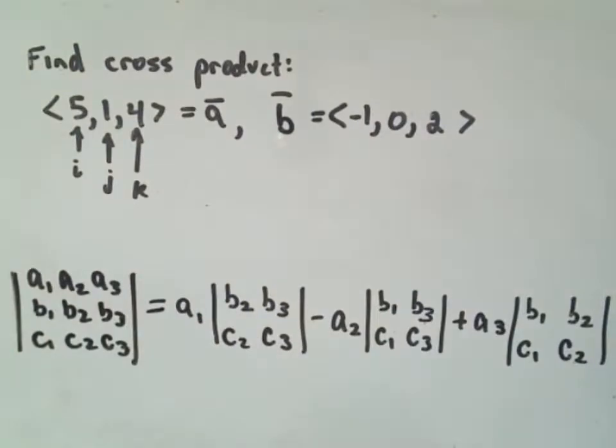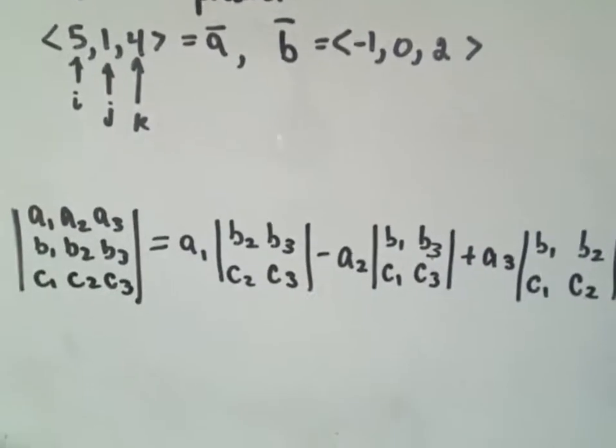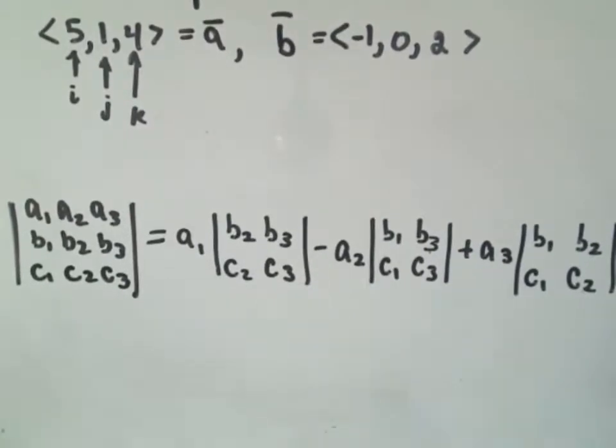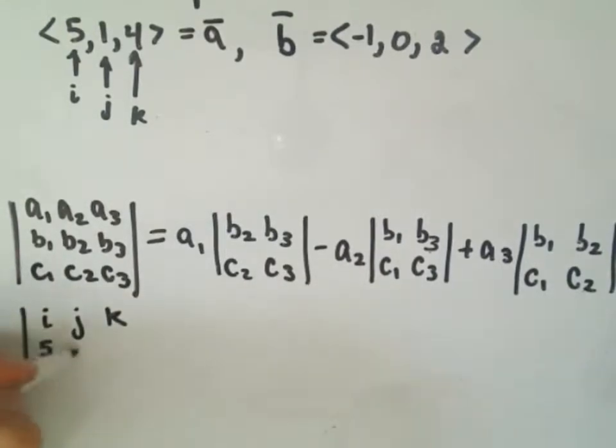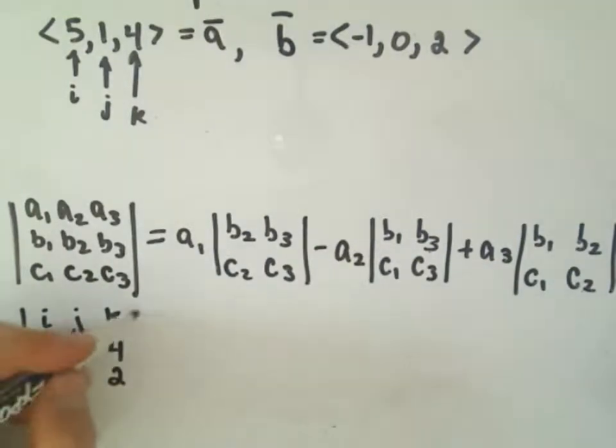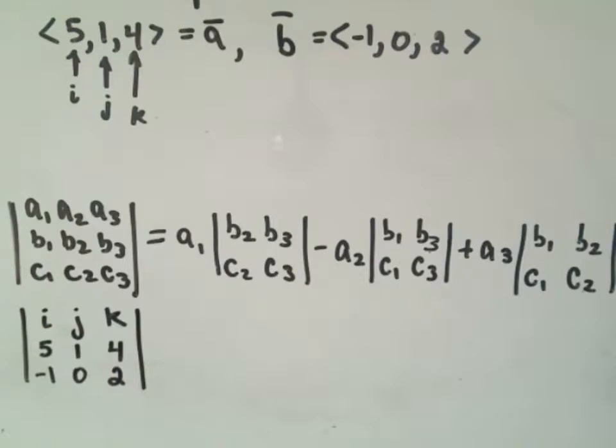What we're going to do is replace our A1, A2, A3 with the standard basis components I, J, and K, and then we just write down the components for vector A. So that's got components 5, 1, 4. Vector B has components -1, 0, 2. And then we just use the above formula to calculate the cross product of the two vectors. So this is going to be the cross product of A and B.